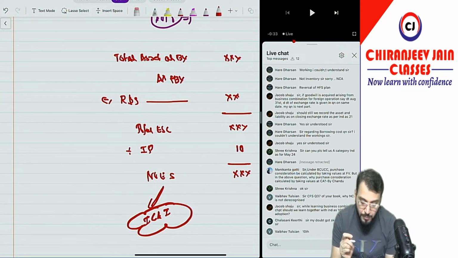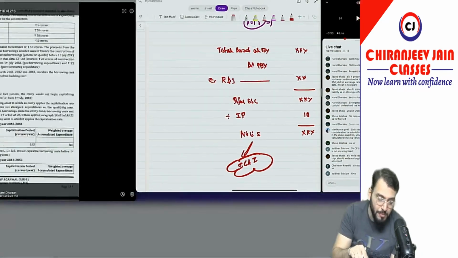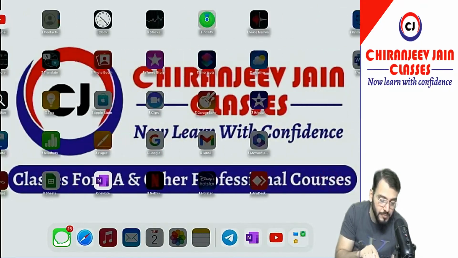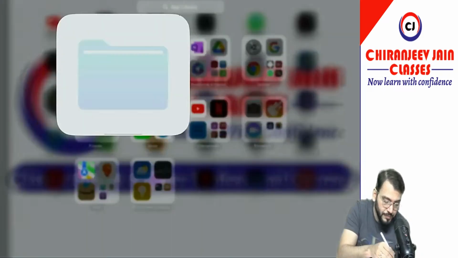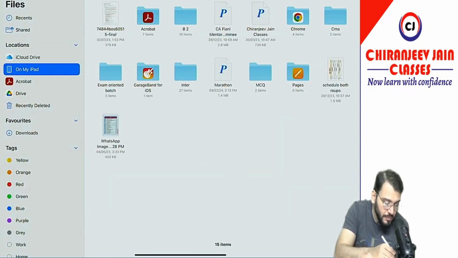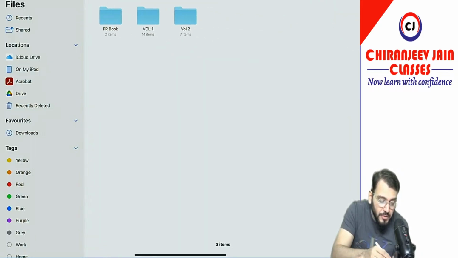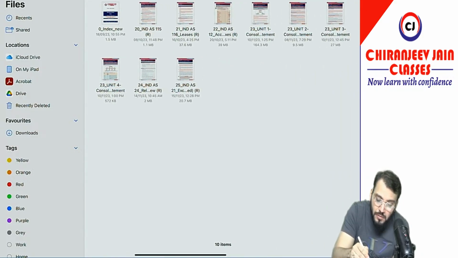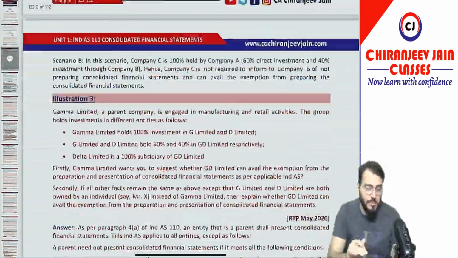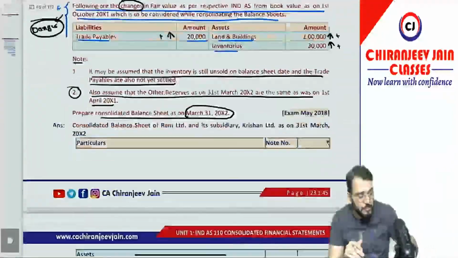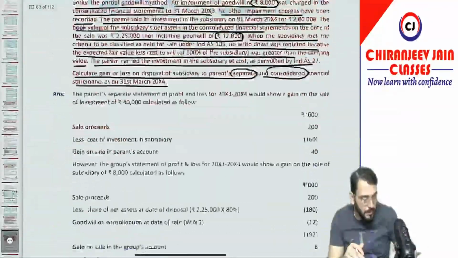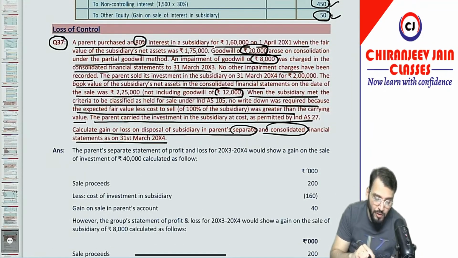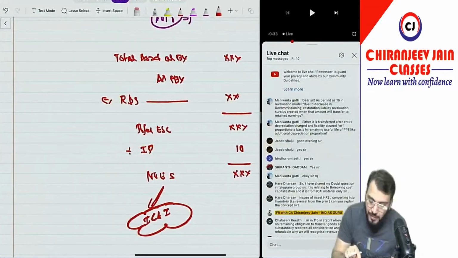Kirti, your doubt over? Bolo. 10th edition. So come to question number 37. One minute. Question bank, FI book, volume 3, question number 37. Come to question number 37, CFS. This is the question. Are you asking about this question? Loss of control, parent purchase 80% interest? Bolo.